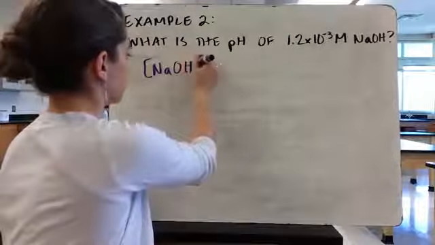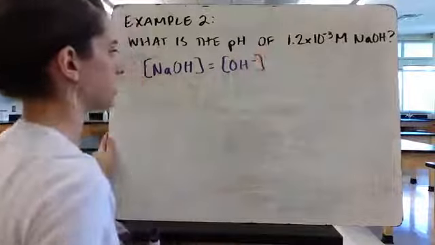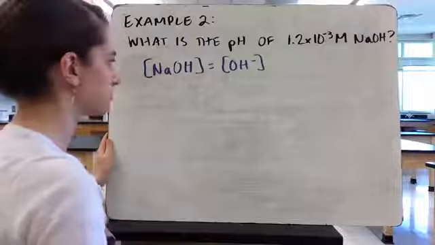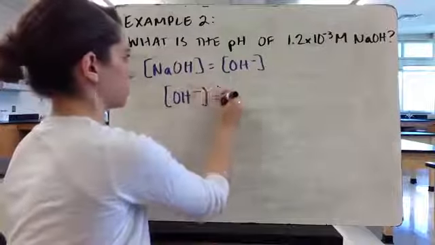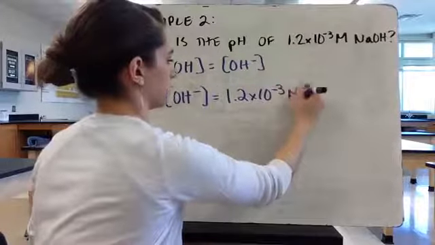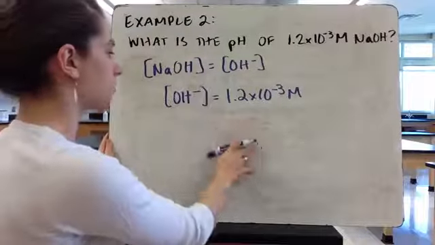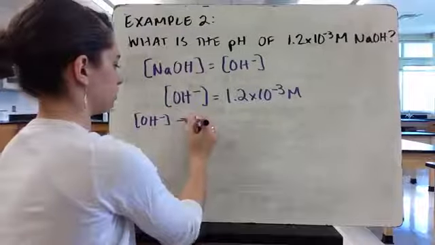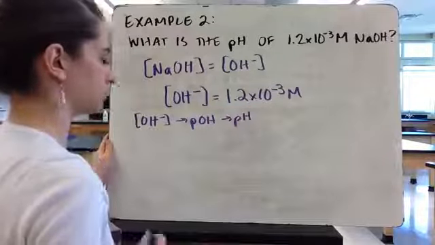Our sodium hydroxide concentration is equal to our hydroxide concentration because sodium hydroxide is a strong base. So that means that our hydroxide ion concentration is equal to 1.2 times 10 to the negative third molar. Now, we can't go directly from hydroxide to pH, but we can go from hydroxide to pOH and then to pH. So let's do that.